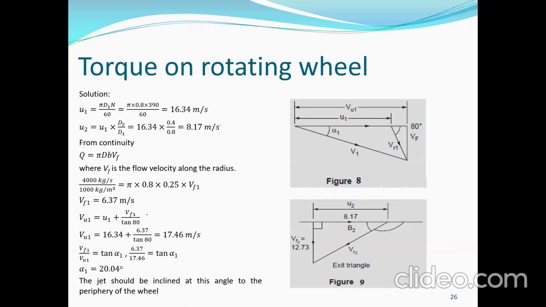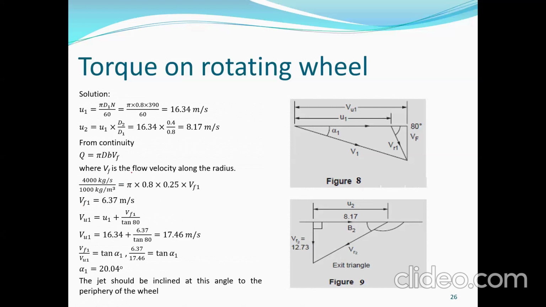For continuity, the flow Q is equal to pi D B Vf, where Vf is the flow velocity along the radius. It's radial, right? So the flow velocity is the flow rate divided by the cross-sectional area, which is pi times diameter times the width of the blade. We need that velocity.